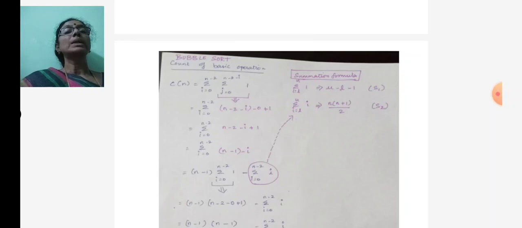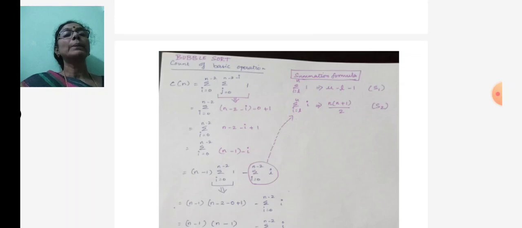After writing the summations in the first step, we have to expand the inner loop first and then come to the outer loop. The inner loop summation of 1 uses the first summation formula, S1. So what is S1? The summation of 1 from lower bound to upper bound is upper bound minus lower bound plus 1.